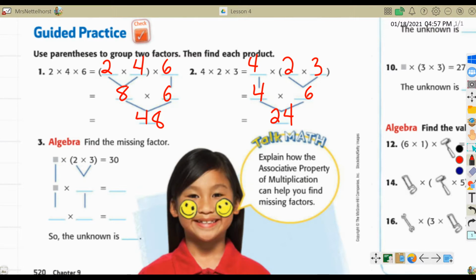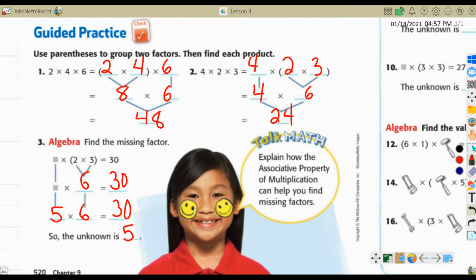Okay, so I know that 2 times 3 is 6. I need to bring down the 30. Some number times 6 equals 30. Well, I know that 5 times 6 equals 30. So the unknown is 5.